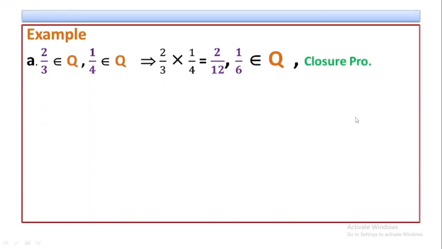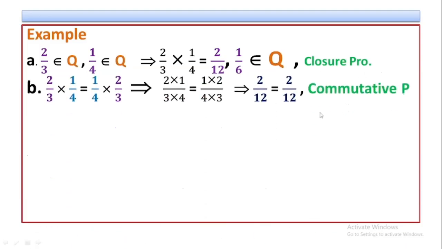Example. 2 over 3 is an element of rational numbers, 1 over 4 is an element of rational numbers, so their product is 2 over 12. When we change 2 over 12 into lowest terms, it is 1 over 6, so 1 over 6 is an element of rational numbers. So this property is said to be the closure property.